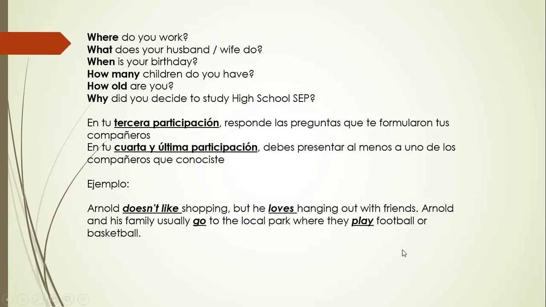Bueno, eso sería para la parte del foro de integración.